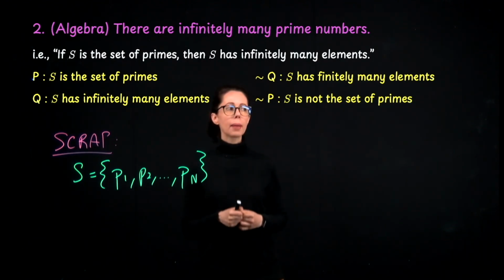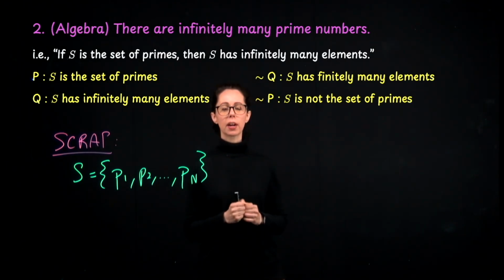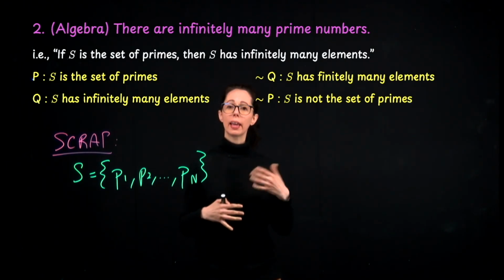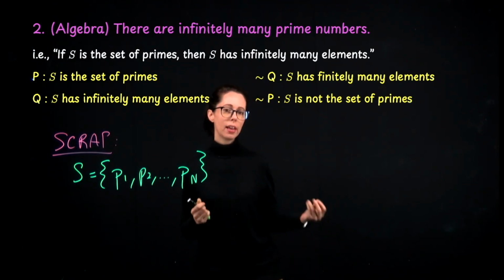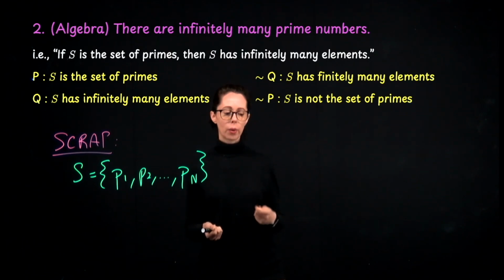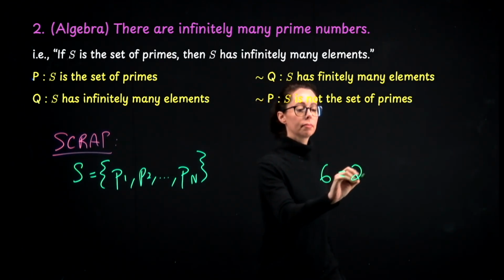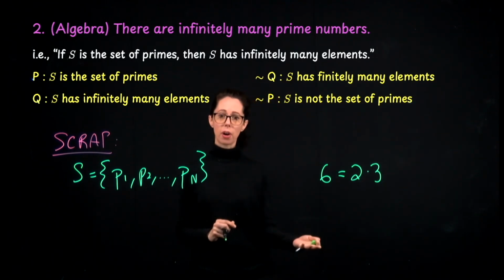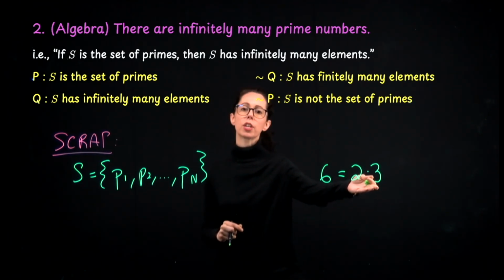When we think about prime numbers, what computations come to mind first? Well, prime numbers are only divisible by 1 and themselves. So 5 is only divisible by 1 and 5. That's what makes it prime. Whereas 6 is divisible by 2 and 3. So it's not prime. And in fact, 2 times 3 is what we call its prime factorization.